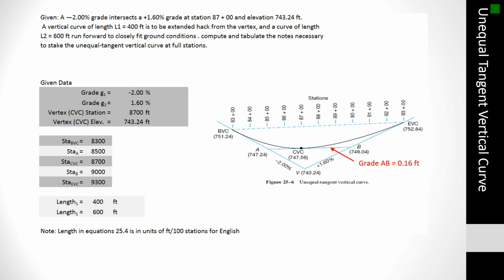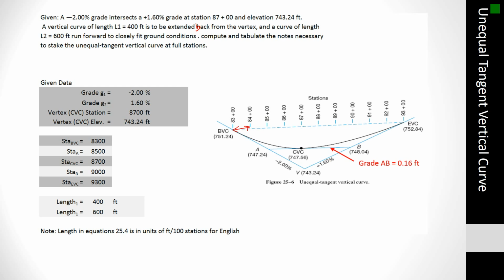So that's where they intersect, going downhill and then back up. The next thing it says is it's a vertical curve with a length L1 of 400 feet extended back from the vertex, and a length of curve L2 of 600 feet running forward, to closely fit ground conditions. Compute and tabulate the notes necessary to stake the unequal tangent vertical curve at full stations. So what it means is at full stations is basically 100 feet.